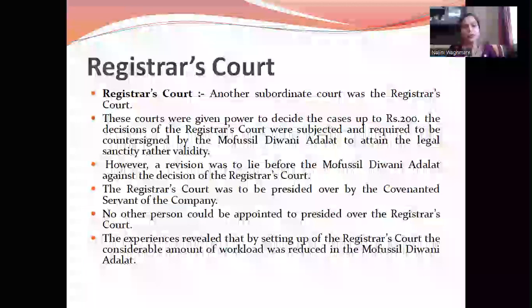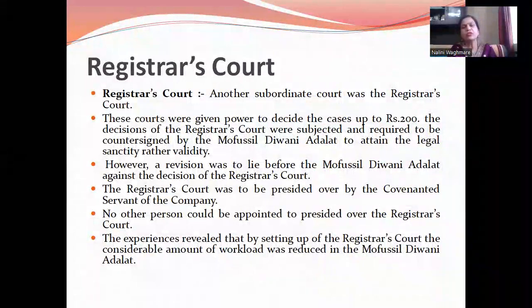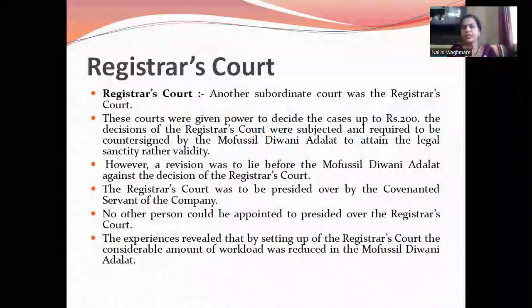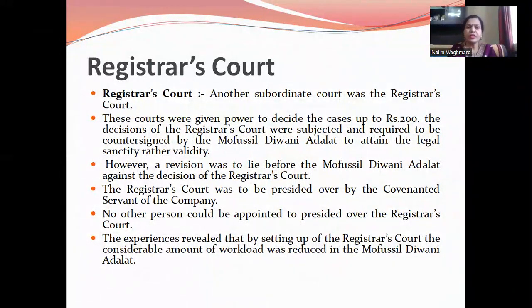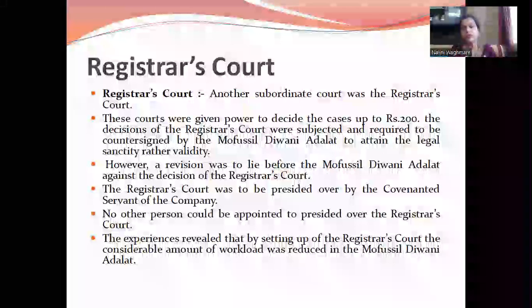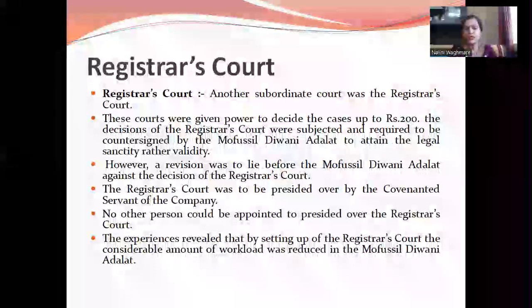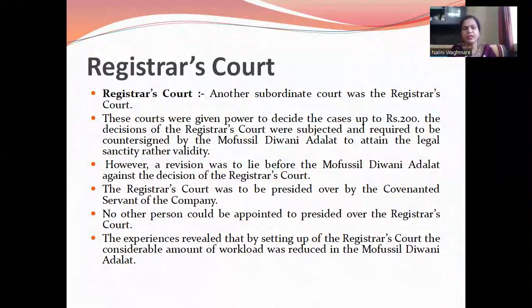Then Registrar's Court. Another subordinate court was the Registrar's Court. These courts were given power to decide the cases up to ₹200. The decisions of the Registrar's Court were required to be countersigned by the Mufassal Diwani Adalat to attain legal sanction, rather validity. However, a revision was to lie before the Mufassal Diwani Adalat against the decision of the Registrar's Court.